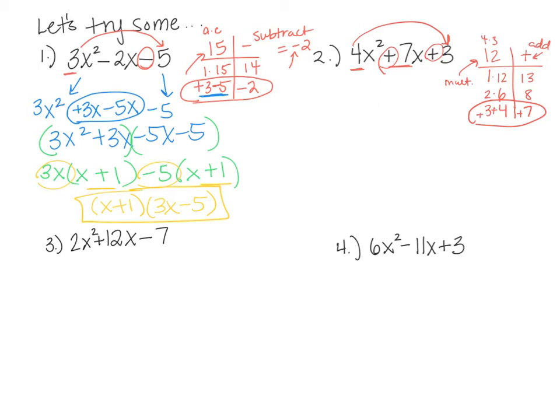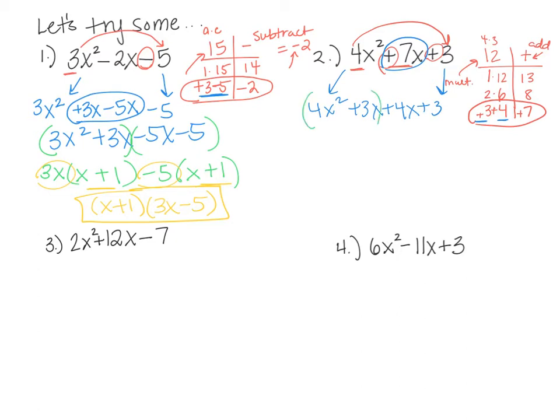So the next step that I'm going to do, remember, I'm going to rewrite my expression. So I'm going to keep that 4x squared. I'm going to keep that 3x, but I'm going to replace my 7x with my 3x plus my 4x. And it does not matter which order that you write these in. If you wanted to put the 4x and then the 3x, it does not matter. Okay, so now I'm going to group these together.